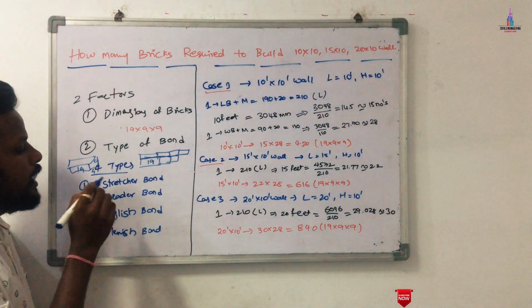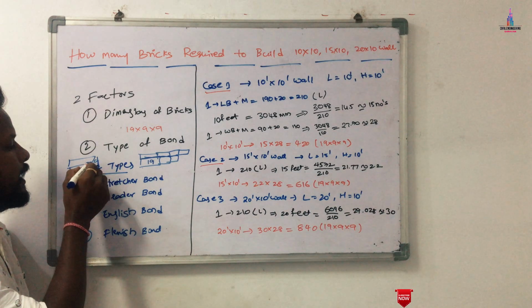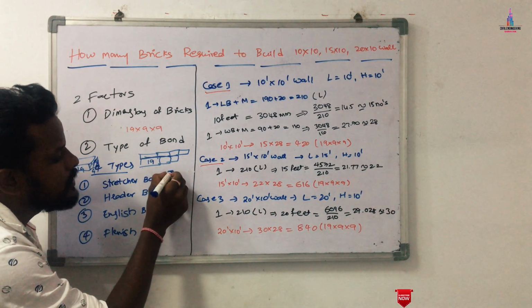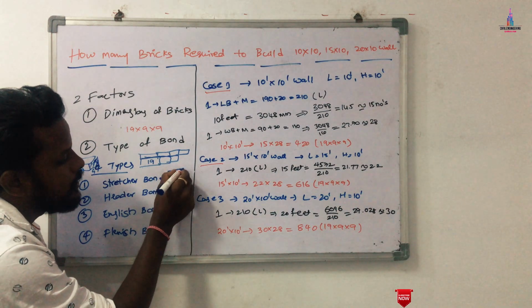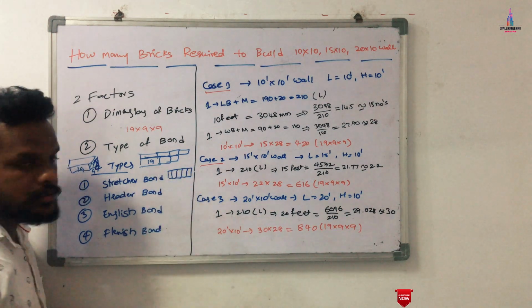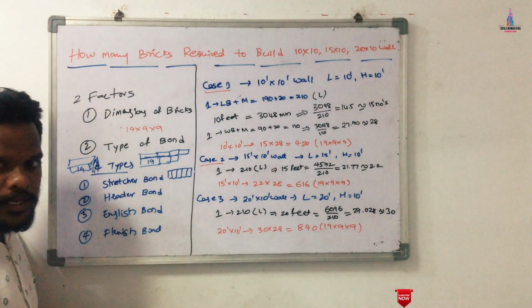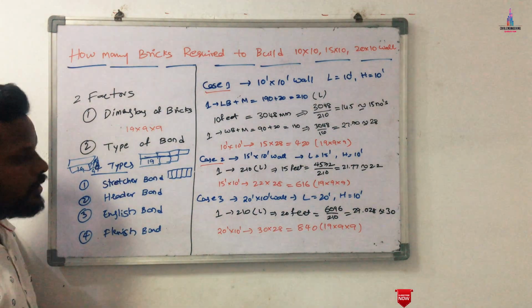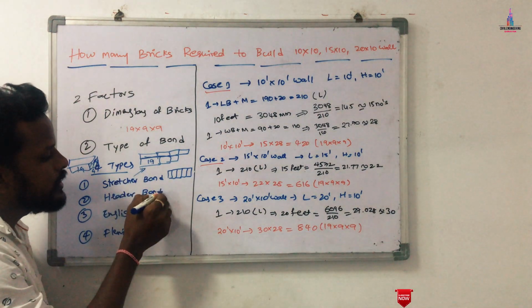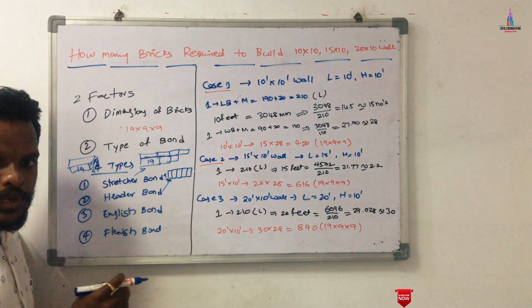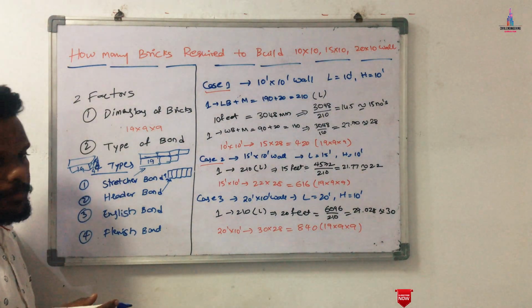In the same way, a header bond uses the header portion of the brick, which comes under the 9 by 9 dimensions of that brick. Now we can see this is the 9 by 9 case. If you consider the stretcher face having 19 centimeters of the brick, it is called a stretcher bond. If you consider the header face consisting of 9 by 9 dimensions, it is called a header bond.